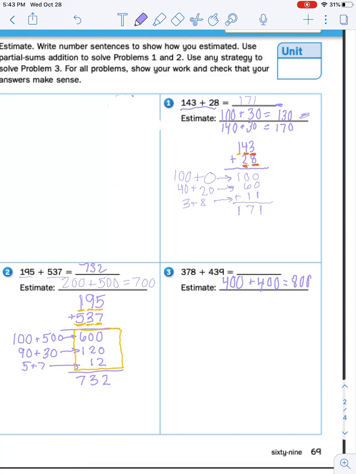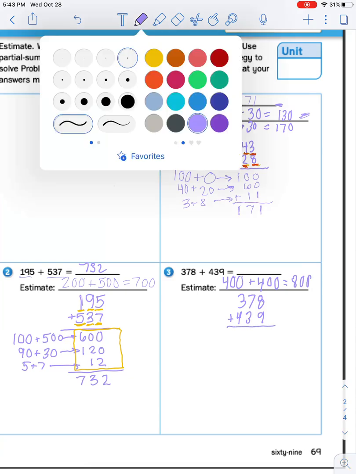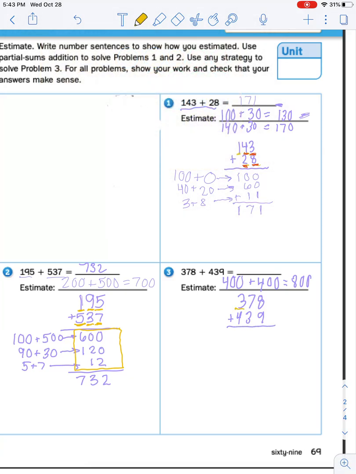Okay, now let's break it down and find the exact answer. See if my estimate is right or close. Remember, find your hundreds place first, which is right here, and add those together to the left. So 300 plus 400. So I can just do 4 plus 3 is 7, and then add those zeros back.